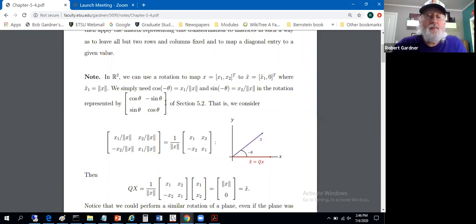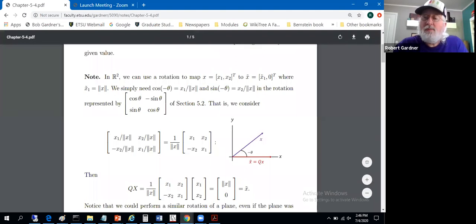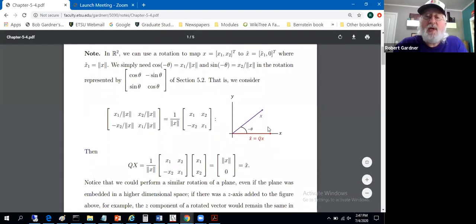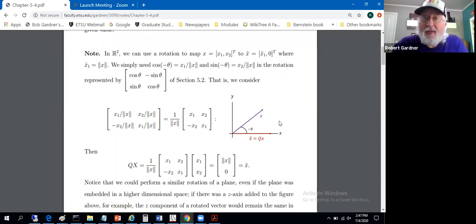Geometrically, we need the cosine of negative theta to be x1 over the norm of x, the sine of negative theta to be x2 over the norm of x, in the rotation given here. So what we're getting at is we're taking this vector x, labeling this angle theta, and we want to rotate it through an angle of negative theta, clockwise, back to lying along the x-axis. And that's accomplished by this type of mapping here.